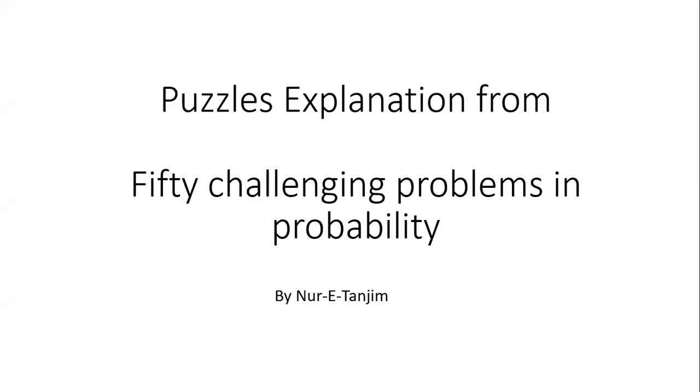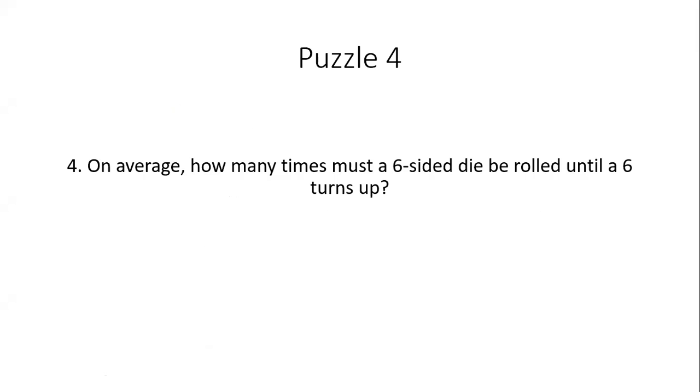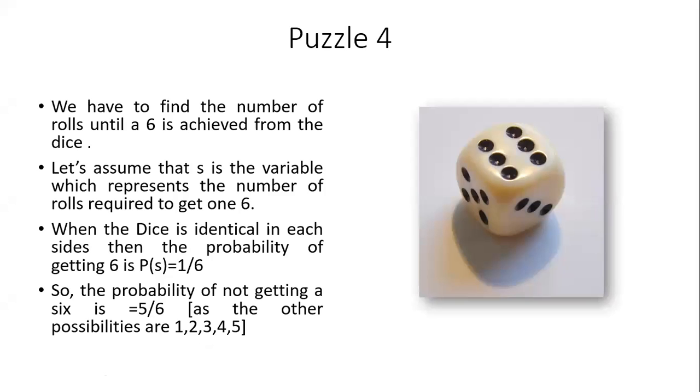So in this video, I'll try to explain puzzle number 4 from the book 50 Challenging Problems in Probability. The puzzle states: on average, how many times must a six-sided die be rolled until a six turns up? So let's move into the solution.